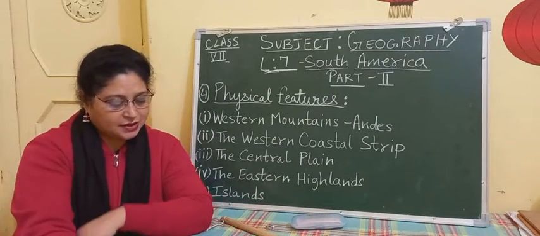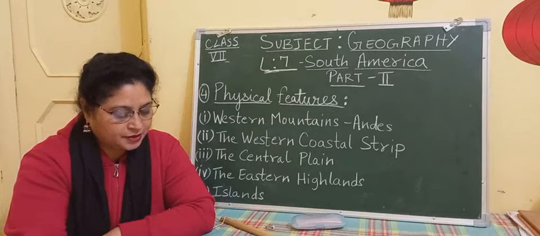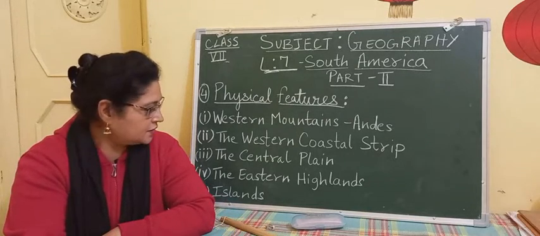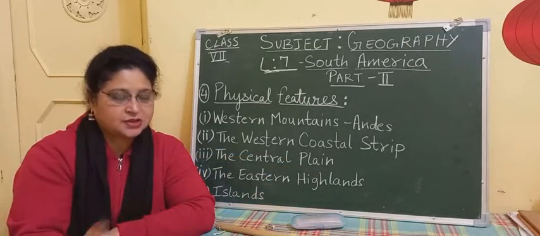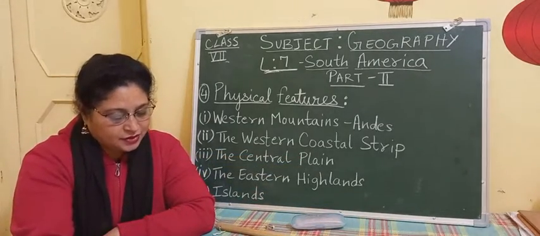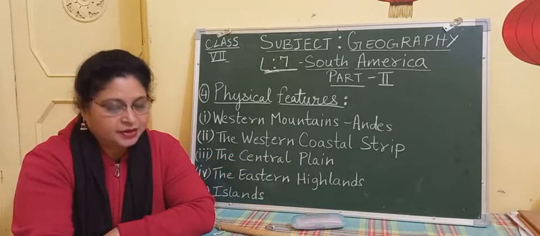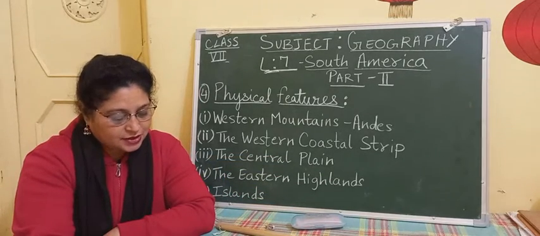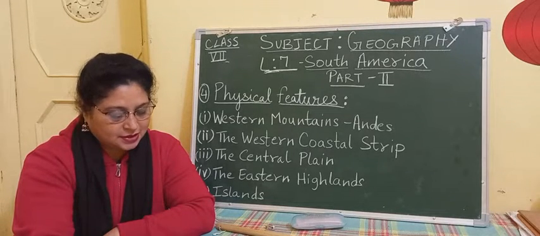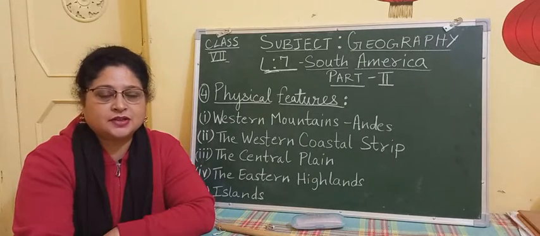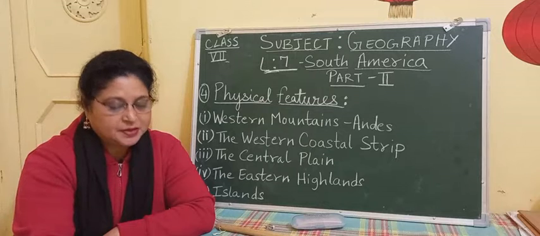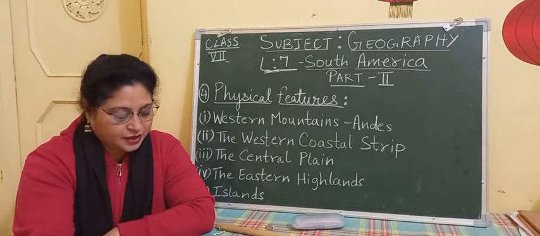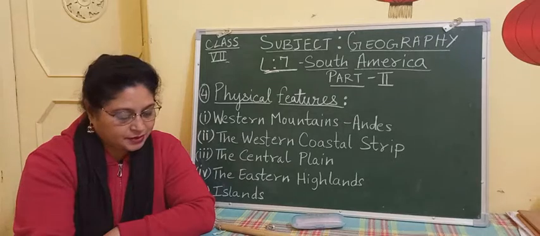The western part is an extensive alluvial plain known as the Gran Chaco. We are still talking about the central plain. So over here we are talking about the western part of the central plain, which is an extensive alluvial plain known as the Gran Chaco. South of the Gran Chaco is the Pampas, which is the most productive agricultural region. So in the central plain, the Pampas is said to be the most productive agricultural region.